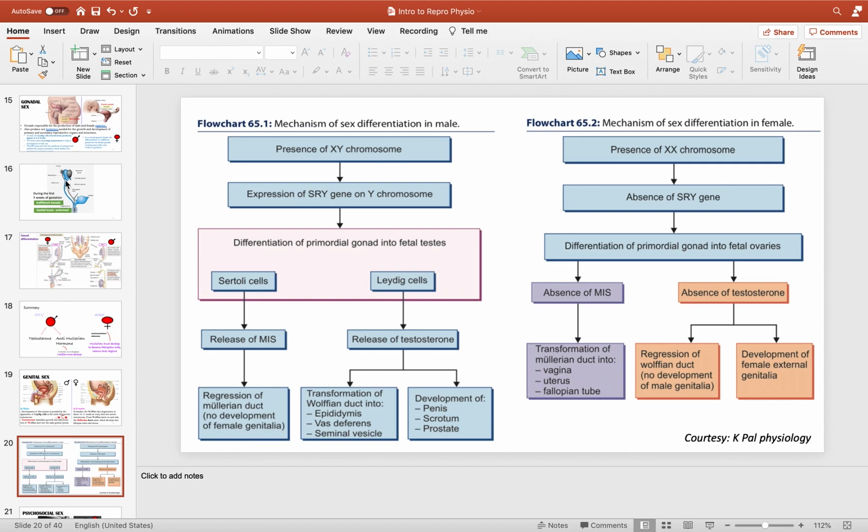And the mechanism of sex differentiation in the female: when there is presence of XX chromosomes and absence of the SRY gene, it will cause differentiation of the primordial gonad into fetal ovaries, and also absence of Mullerian inhibitory substance. So transformation of the Mullerian duct into vagina, uterus, and fallopian tube will occur. And there is also absence of testosterone.